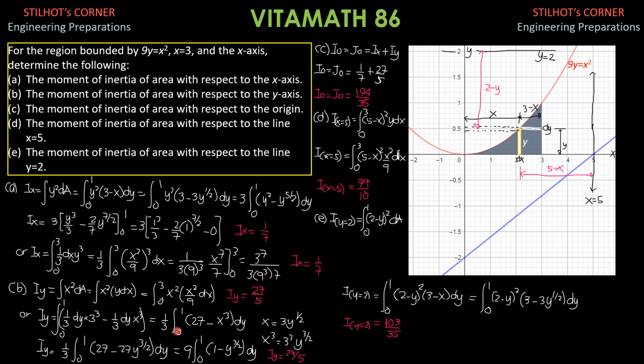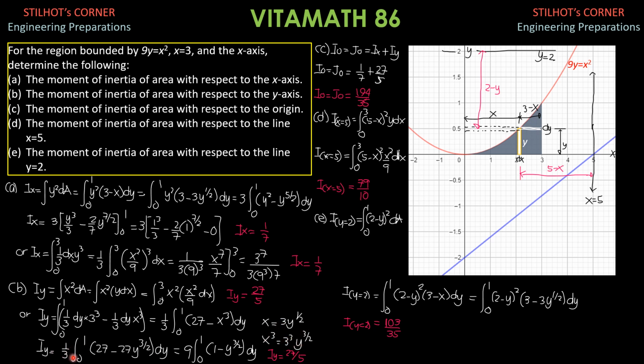So factor out 1/3, then we'll have integral 0 to 1. y is the variable this time because of dy. Then we have 27, 3 cubed, 27 minus x cubed dy, replacing x in terms of y, it is 3y to the 1 half. So x cubed is 3 cubed y to the 3 halves.